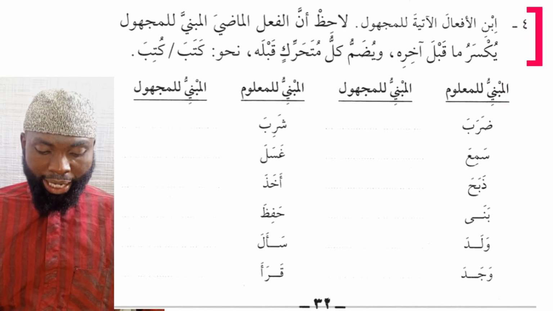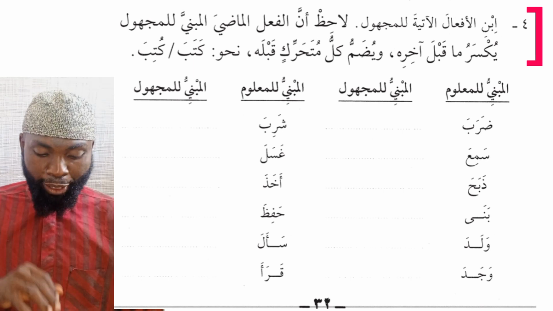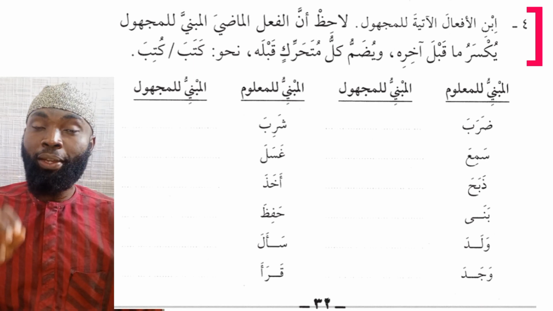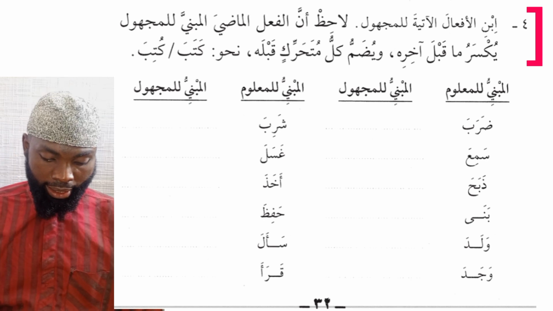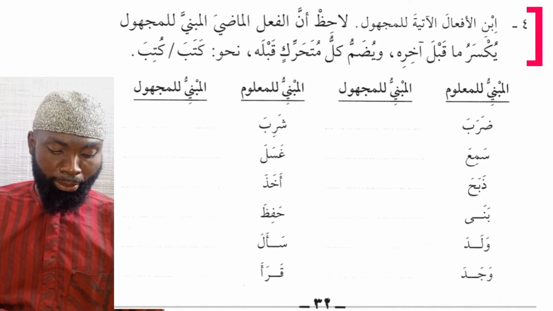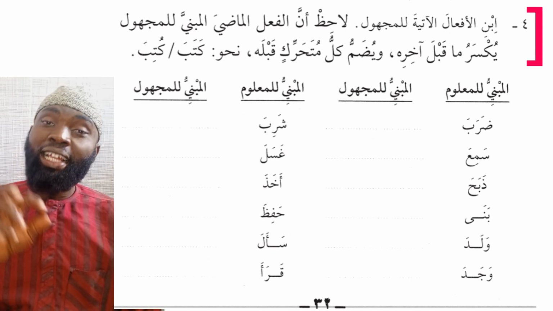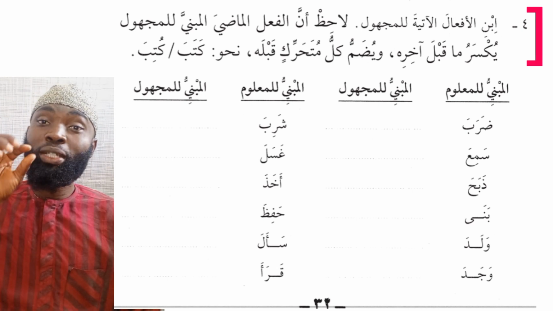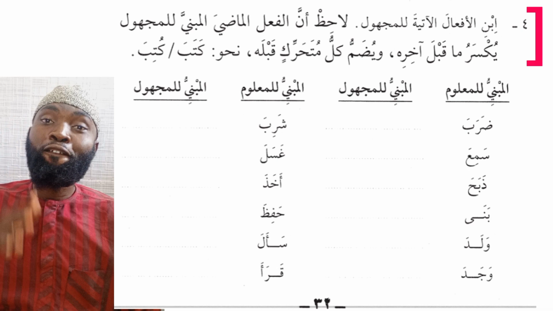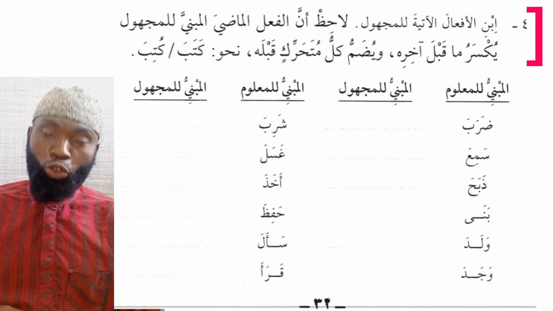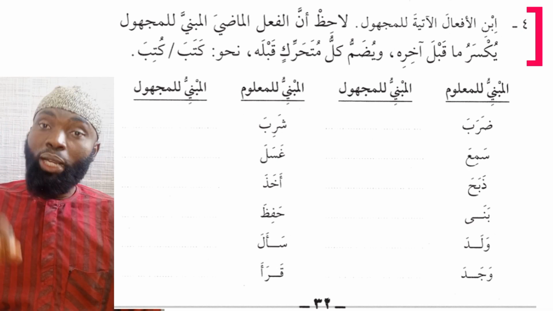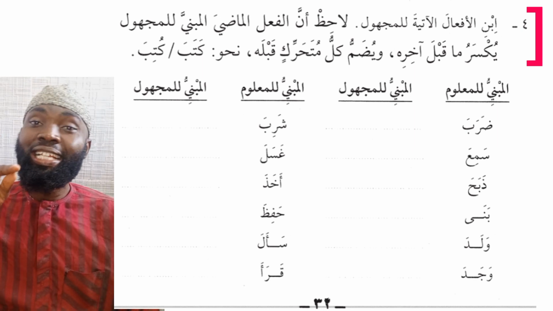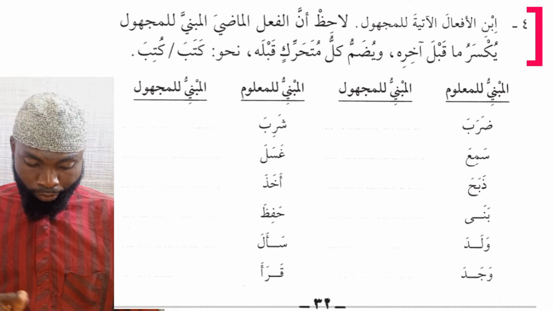Coming to our book Durusul Lughat al-Arabiyyah li-ghayri Natiqina biha, we have here: ibni al-af'al al-atiya lil-majhul. The following verbs in this table, we are to construct for their passive voices. لاحظ أن الفعل الماضي المبني للمجهول يكسر ما قبل آخره. Note that the past tense verb formed for the passive voice has the letter before the last letter, meaning the middle letter, made to carry kasra.